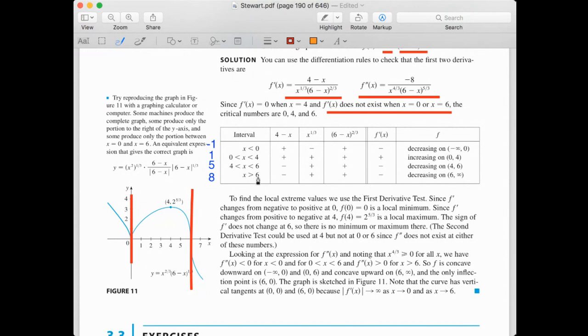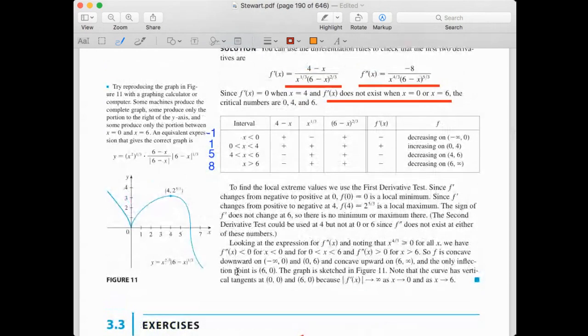Then from 6 on, the function still decreases. But we don't know how the function wiggles, so we need a second derivative. We don't know if it's concave up or concave down, because from here to here we may draw the graph concave up, or maybe we could draw the graph concave down like this. So we have to use the second derivative test.